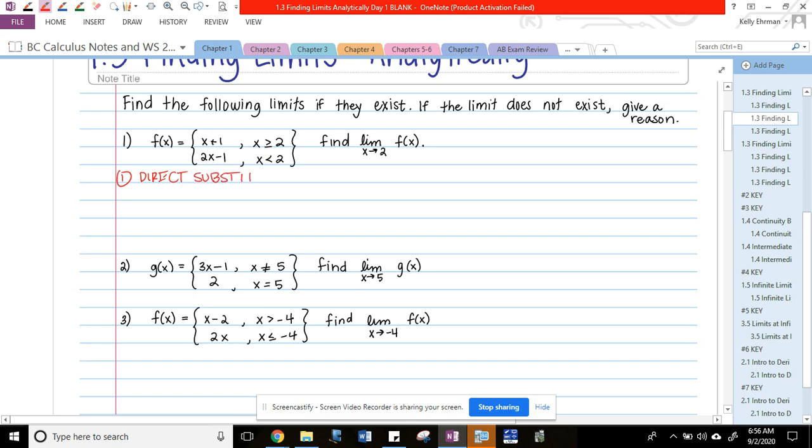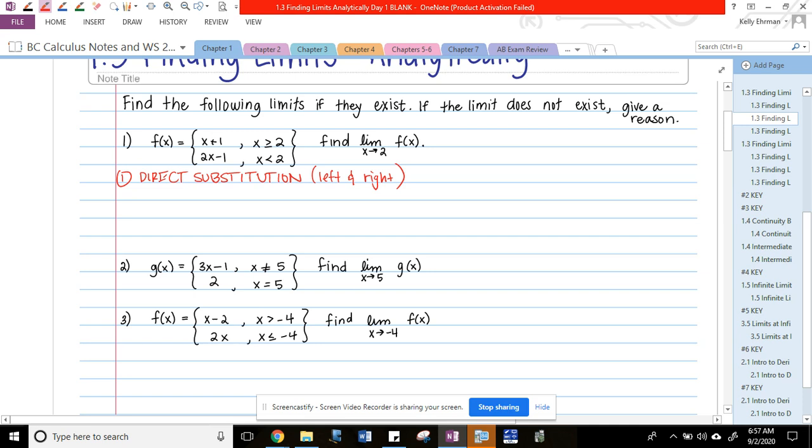Direct substitution is exactly what it sounds like. If you're supposed to find the limit as x approaches 2 of f of x, plug 2 into f of x and see what you get. As long as it doesn't come out as an undefined value, you'll be able to figure out the limit, whether it exists or not, and so forth. And if we have a piecewise function, we plug 2 into both the left and the right side. So direct substitution, left and right, if you have a piecewise function.